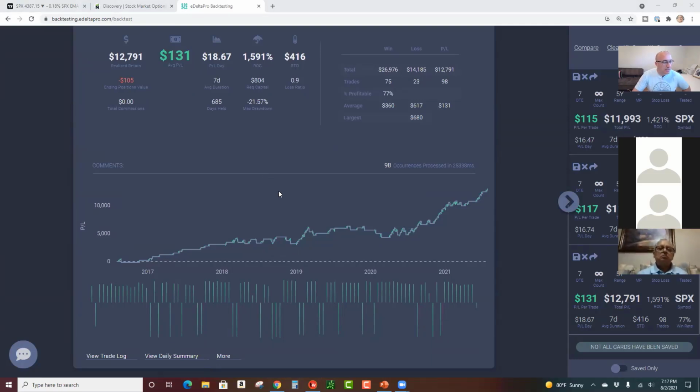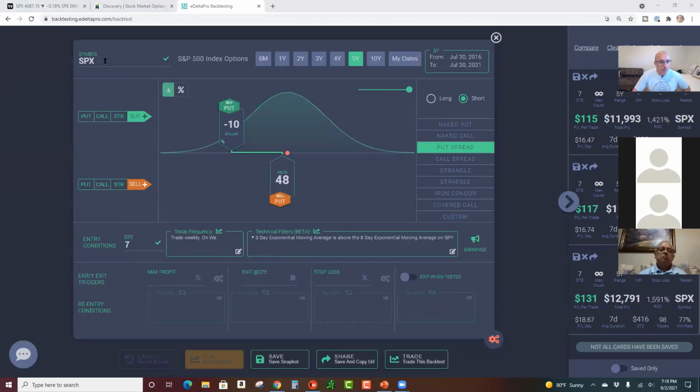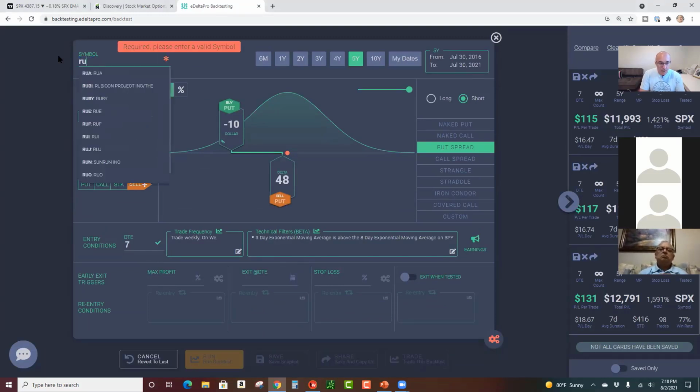Would you do the same strategies on RUT, IWM, NDX? And the short answer is no, but let's do this. We're going to do RUT.